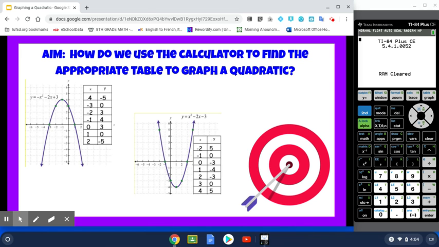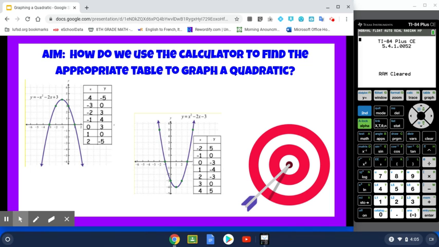Hey guys, so what we're going to be doing today is a little bit of a review, but we're going to take it up a little bit from what we've already explored in the past, and that is how to use a calculator to find the appropriate table to graph a quadratic. We already know how to graph quadratics, but this is more of an important skill because we're going to get into real life quadratic problems where you're going to really have to know how to adjust your calculator and manipulate the different functions in order to answer most of these questions.